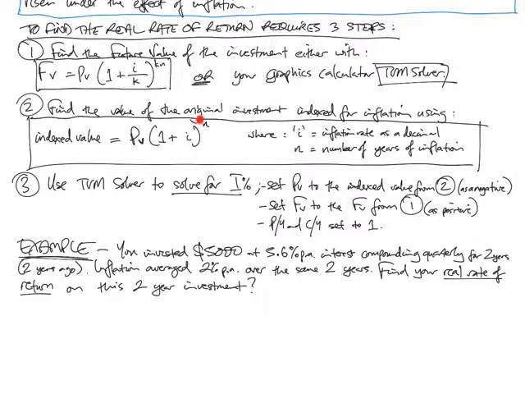Step 2, you need to find the original investment indexed for inflation. What does indexed for inflation mean? It just means you're finding what the original investment would grow to through inflation only. You use this formula: the indexed value is PV(1 + i)^n. You'll notice that's very similar to the original compounding interest formula. It's not the k one because inflation is per year. So i is the inflation rate as a decimal, and n is the number of years of inflation.